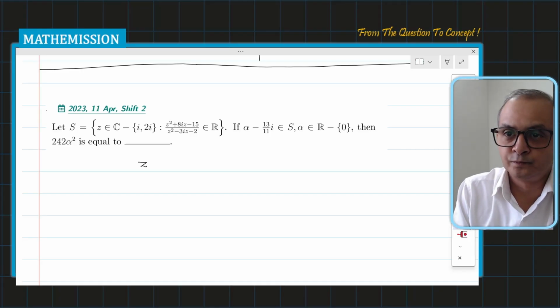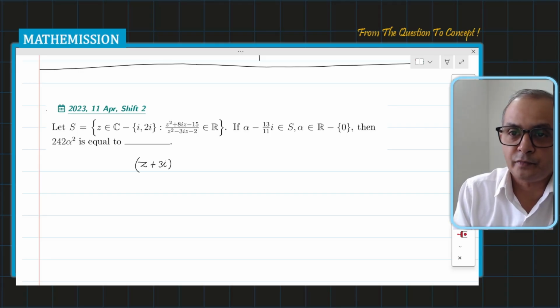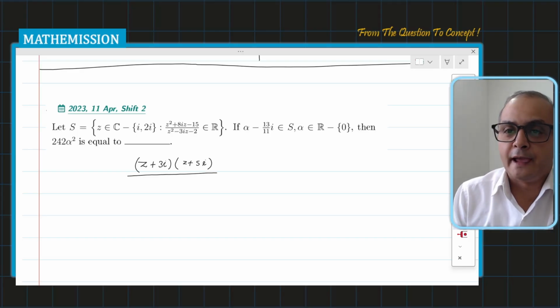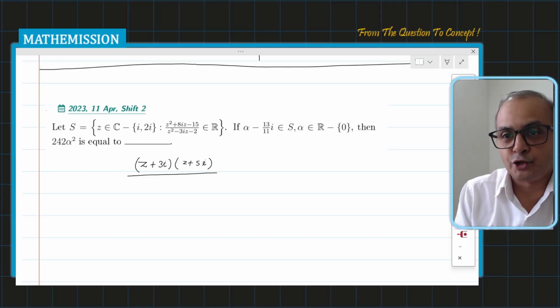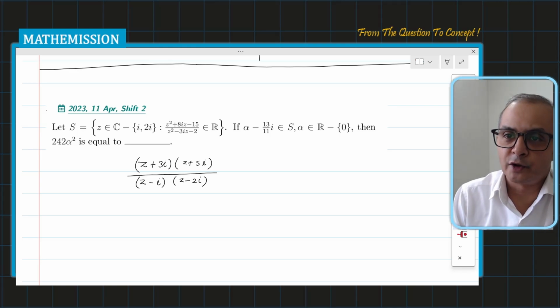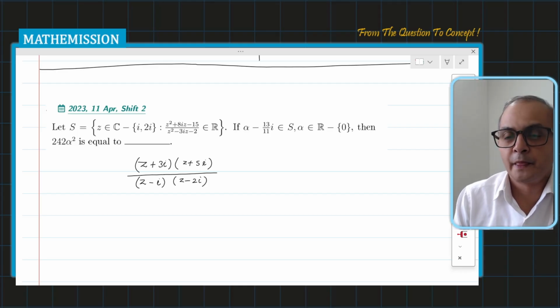They've given that the complex number is in a form that we can factor. You can see that z plus 3i and z plus 5i are the factors in the numerator. And in the denominator, of course, i and 2i are inviting us to use those things: z minus i and z minus 2i. If you multiply the denominator, you get this back because 2i squared will give you the minus 2.